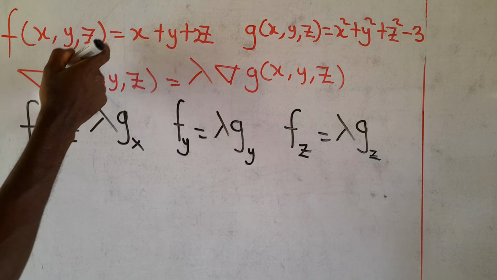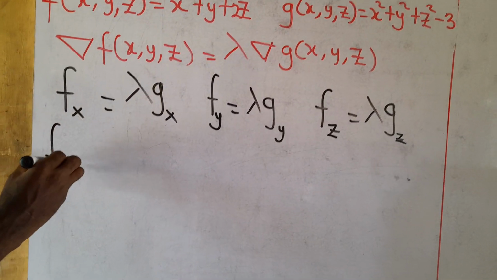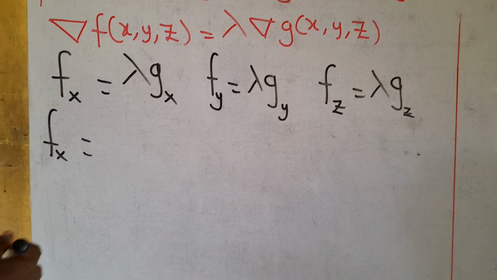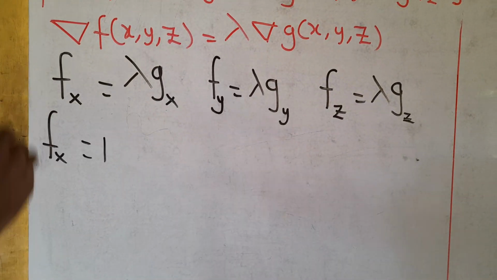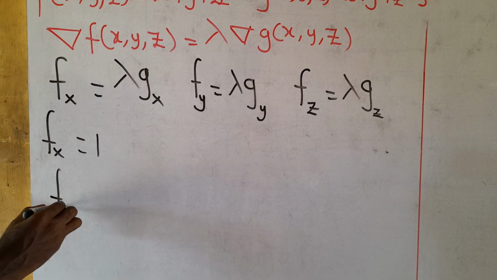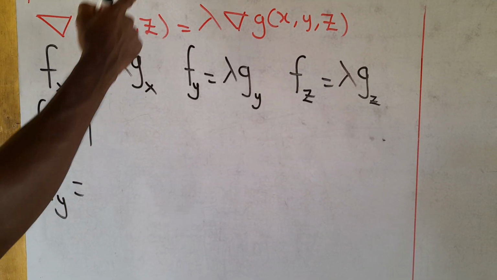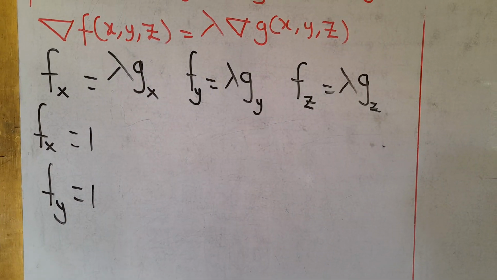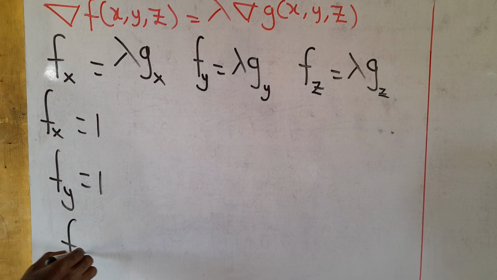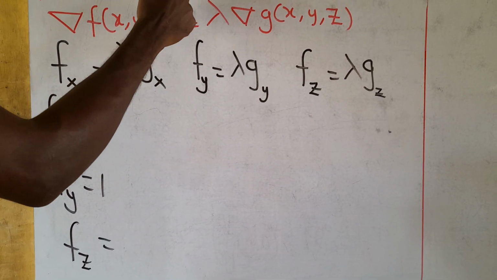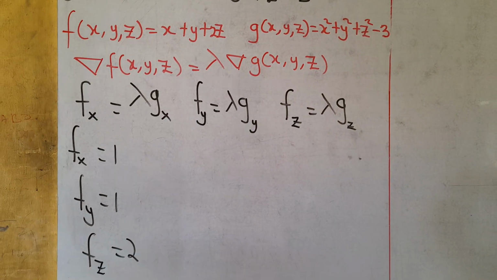What's the partial derivative of f with respect to x? Remember, the y and the z will be kept constant, so this will just be 1. And the partial derivative with respect to y, the x and the z will be kept constant, so this is 0, then this will be 1, this is 0. And the partial derivative with respect to z, x and y will be kept constant. This will be 0, this will be 0, this will be 2.